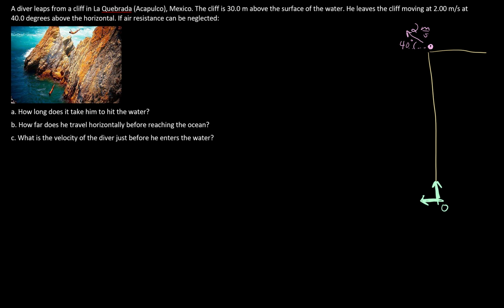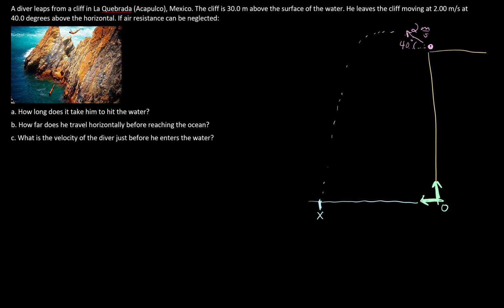My diver is going to have some sort of trajectory where he goes up and then he starts coming down and he eventually hits the water at some position x, and this will be the positive x direction. At some position x away from the cliff, that's how far horizontally he traveled. In the picture, it looks like the cliff might come out a little bit, which is fine. We just want to know how far he horizontally traveled.